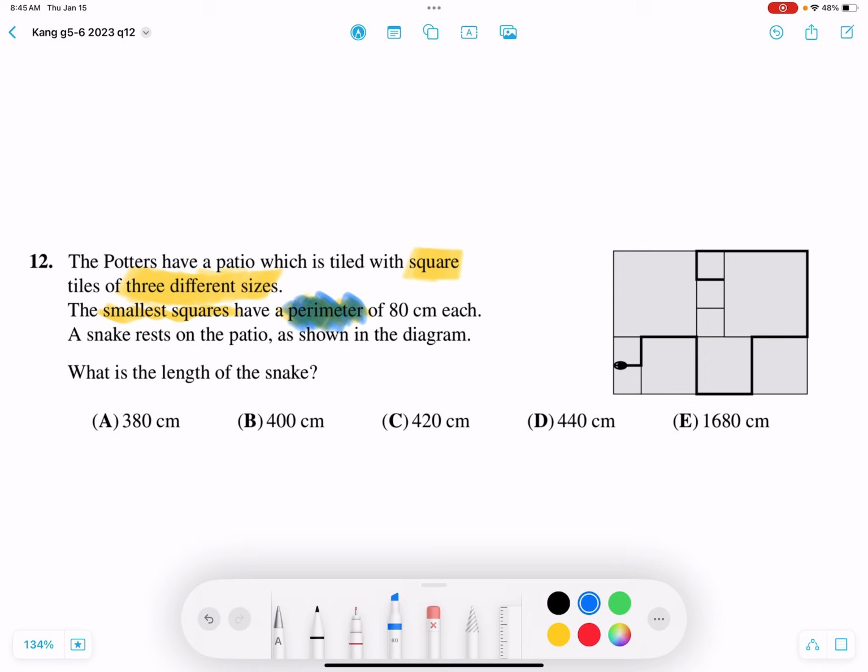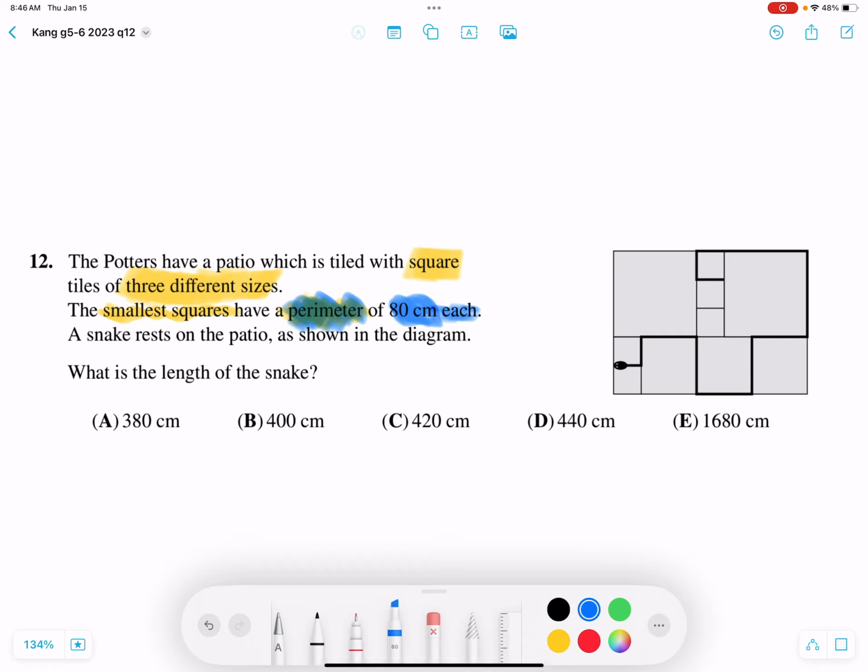Perimeter is important because, say, if you misread it quickly and think it's area, then it can really mess up your calculations, okay? It's a perimeter of 80 centimeters, 80 centimeters each. That means not all, okay? A snake rests on the patio as shown in the diagram. What is the length of the snake? So that, I don't think we need any more highlighting.